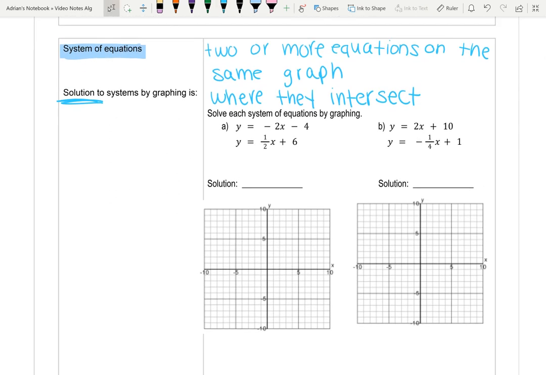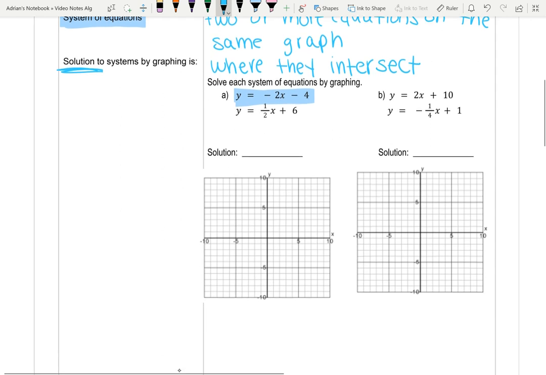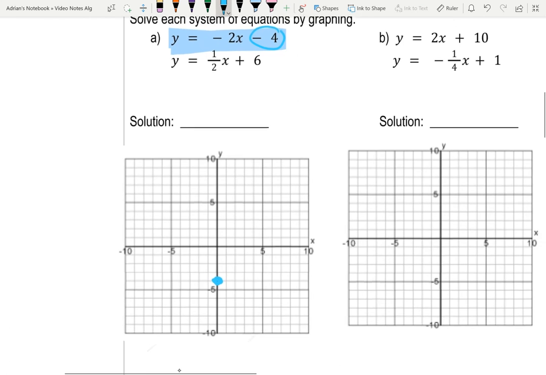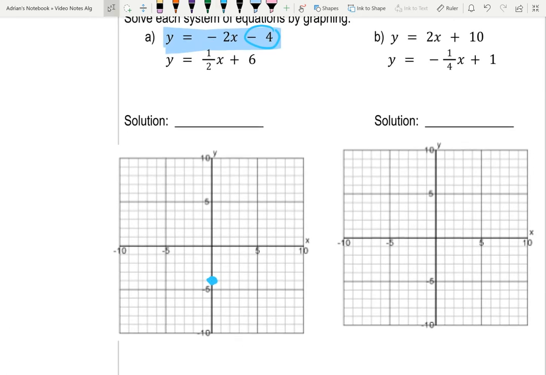So I'll do our first example down here. I'm going to start with this one here, and we're just going to graph both of them on the graph below. So if you remember, I'm going to start at my B, which is -4. So I'm going to go down 4. That's where my first point will be. And then I have to follow my slope of -2, which remember is really like -2/1. So I'm going to go down 2 to the right 1.